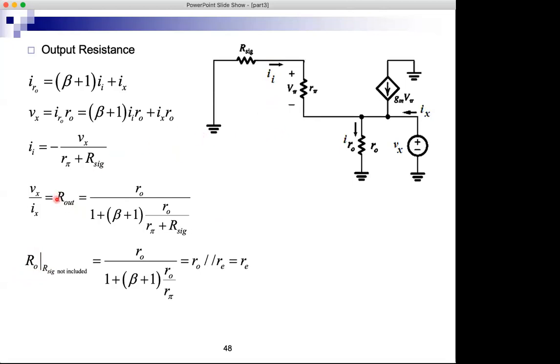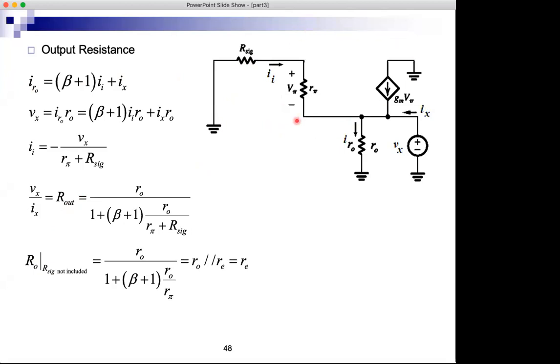But I'm calculating the more general R out, and RO, I can find it from R out by setting R sig to 0. So it becomes a simple calculation. I can derive RO easily from R out. R out is the more challenging calculation. So how do we find it? How do we find R out in this case?